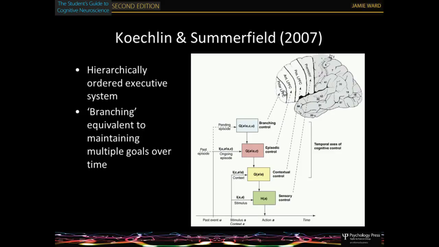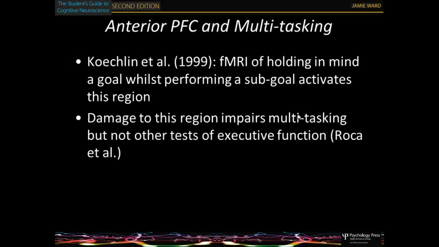So the claim that's made is that this one here is for holding in mind different tasks, whereas these are involved in the same task. And this supports other evidence that damaging the very front of the frontal lobes can impair multitasking, dealing with multiple task demands, but not the tasks of executive function, which have more simple rule mapping, in effect, where you've only got one task.